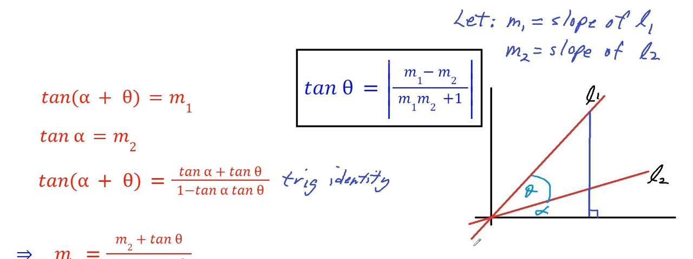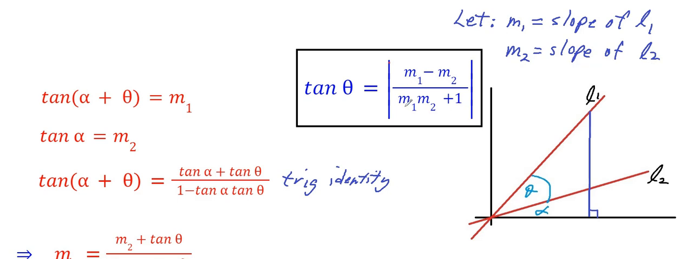We want to find the angle between line 1 and line 2, and that angle is theta. And we have a formula that says tangent of theta is equal to all of this. Well, m1 I'm letting be the slope of line 1, and m2 is the slope of line 2.